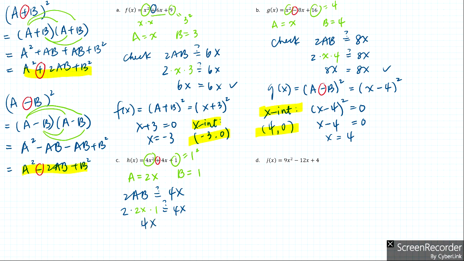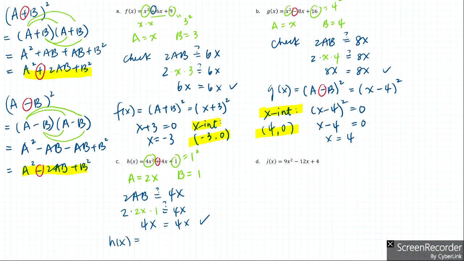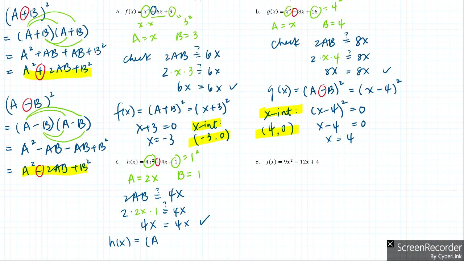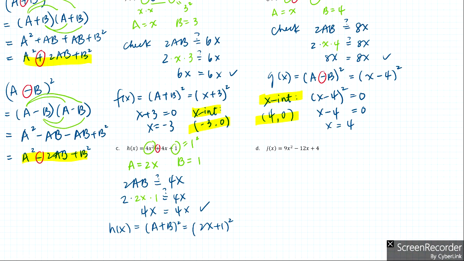So here we get 4x is equal to 4x, this checks, and therefore our h of x is equal to a plus b squared, which becomes 2x plus 1 squared. Now using this result, we can find the x-intercept by setting this only factor, 2x plus 1, to be 0, and x will be equal to negative 1/2 as a result. So for the x-intercept, we have negative 1/2, comma 0. And that's going to be the only x-intercept or vertex.